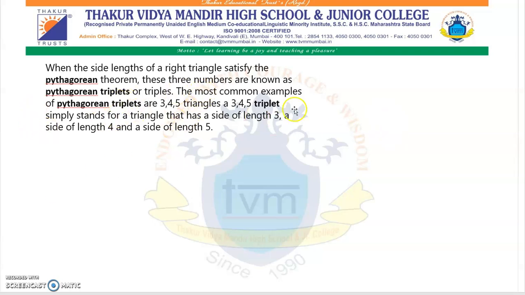Now, what is Pythagorean triplets? When the side lengths of the triangle satisfy the Pythagoras theorem, these three numbers are known as Pythagorean triplets. The most common example of Pythagorean triplets, for example, 3, 4, 5 are the sides of a triangle. We know that 3 is side 1, 4 is side 2 and 5 is the longest side. We can call it as hypotenuse. If these three values satisfy the Pythagoras theorem, they will become Pythagorean triplets.